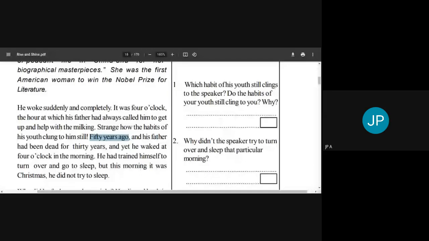Yes, so many people have responded in the chat box. It is a simple calculation that he was 15 when he was 50 years ago. So 15 plus 50 is 65 years old. So this man is now 65 years old and he is remembering his childhood. And how is he remembering his childhood? Because every day he is now waking up at 4 o'clock because he had the habit of waking up at 4 o'clock in his childhood when his father used to wake him up to help him in the farm.